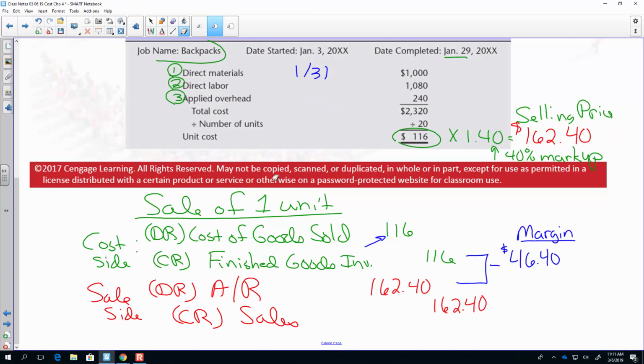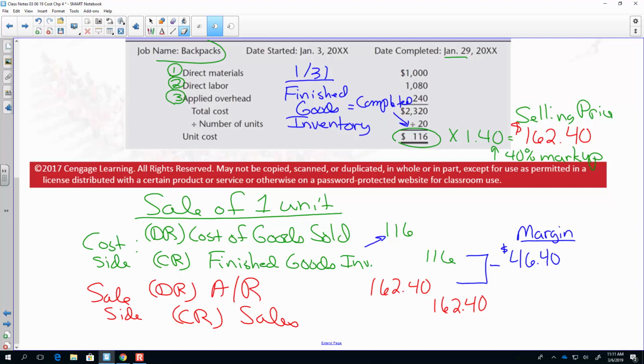I'm still looking for a value, but instead of work in process, I want finished goods inventory. Does everybody understand why I switched account names? These are completed. I'm assuming that these are completed 20 backpacks. So now I'm going to a different account, finished goods. How do I get it? What do you start with?